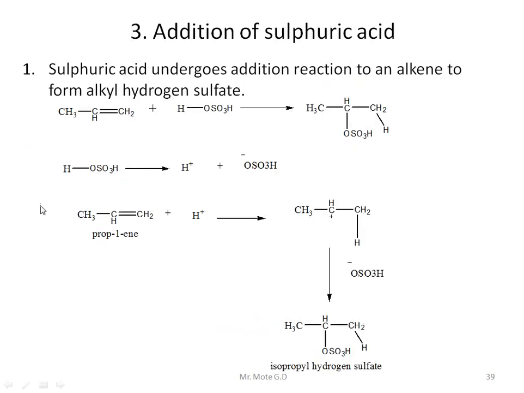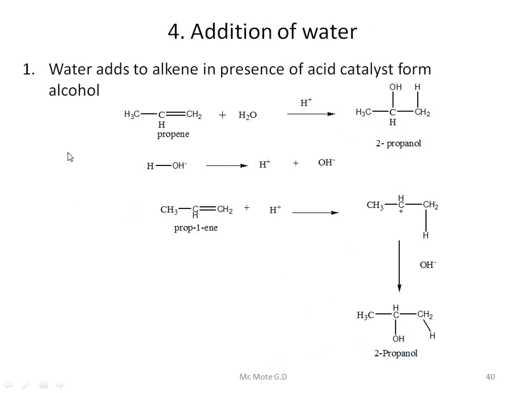Then the third one, addition of sulfuric acid. When sulfuric acid is treated with an alkene it forms alkyl hydrogen sulfate. So this is propene and sulfuric acid, HOSO3H, H goes to there, OSO3H goes to there to form the alkyl hydrogen sulfate. Initial ionization of sulfuric acid to form H plus and OSO3H minus. Initial addition of hydrogen here and OSO3H to form isopropyl hydrogen sulfate. So this is the addition of sulfuric acid.